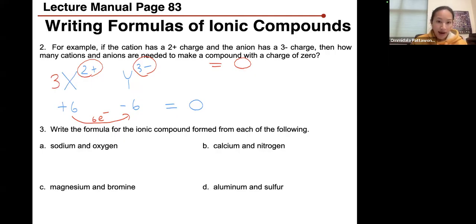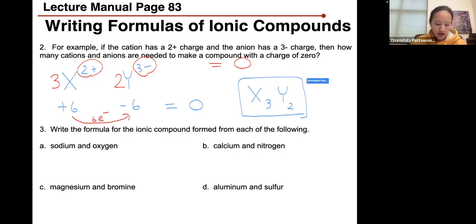Same thing with Y as well. In order for us to achieve -6, we need 2 of Y. So therefore, in this case, because we know how many we need for each of those, when you write out the chemical formula, each of those numbers is going to become our subscript. So therefore, the correct chemical formula would be X subscript 3 and Y subscript 2.